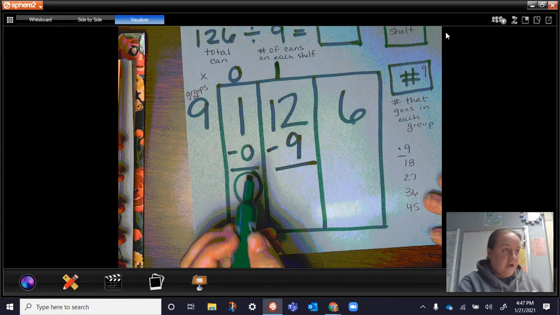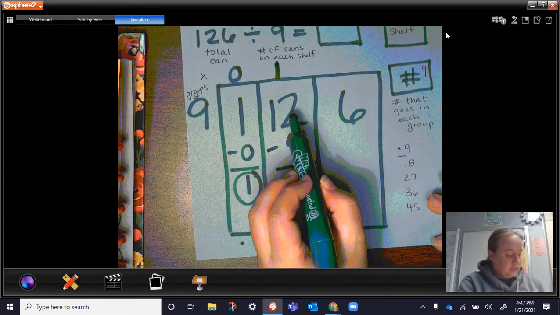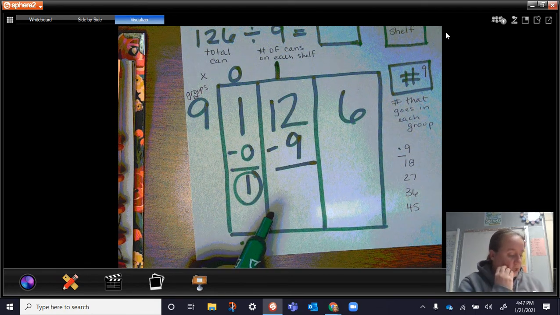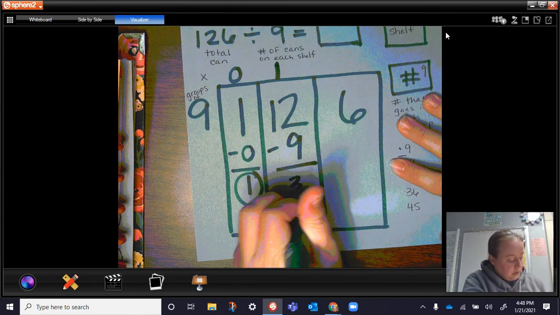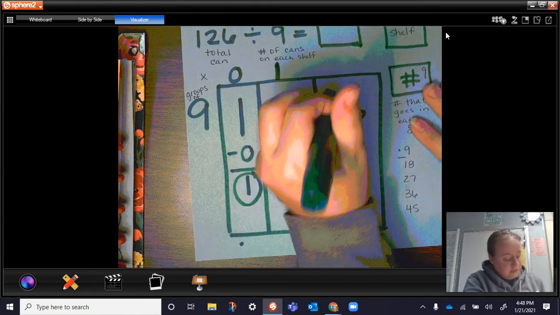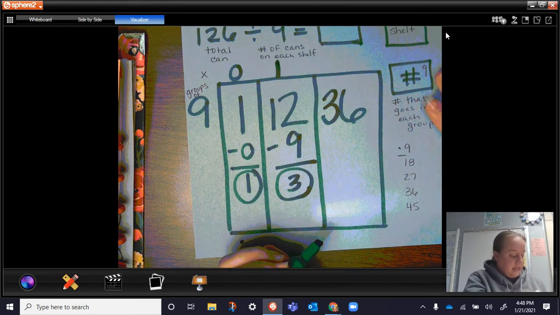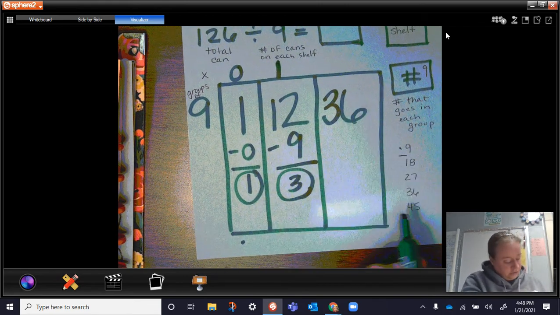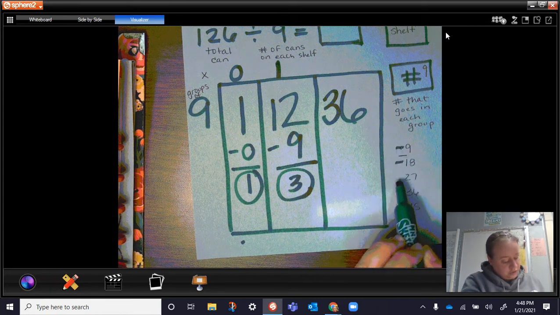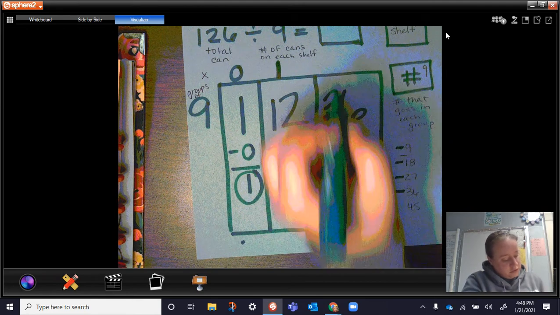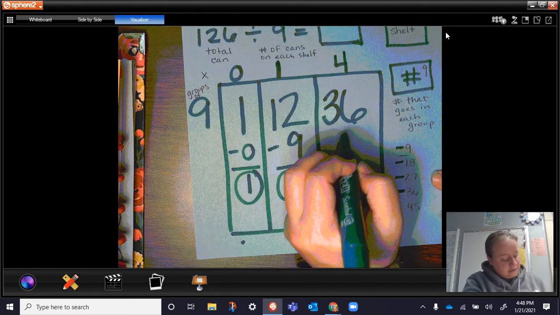Subtract to see what's left over. So picture in your head you've got 12 jelly beans. You circle 9 of them. There's going to be some left over because you started with 12. So 9, count on 10, 11, 12. That's 3. Those 3 were left over, so they need to come to the next box. Regroup them over there. And now we've got 36. Well, 36 is one of my numbers, so that's 1 group, 2 groups, 3 groups, 4 groups. So 4 groups goes on top. 4 times 9 is 36.